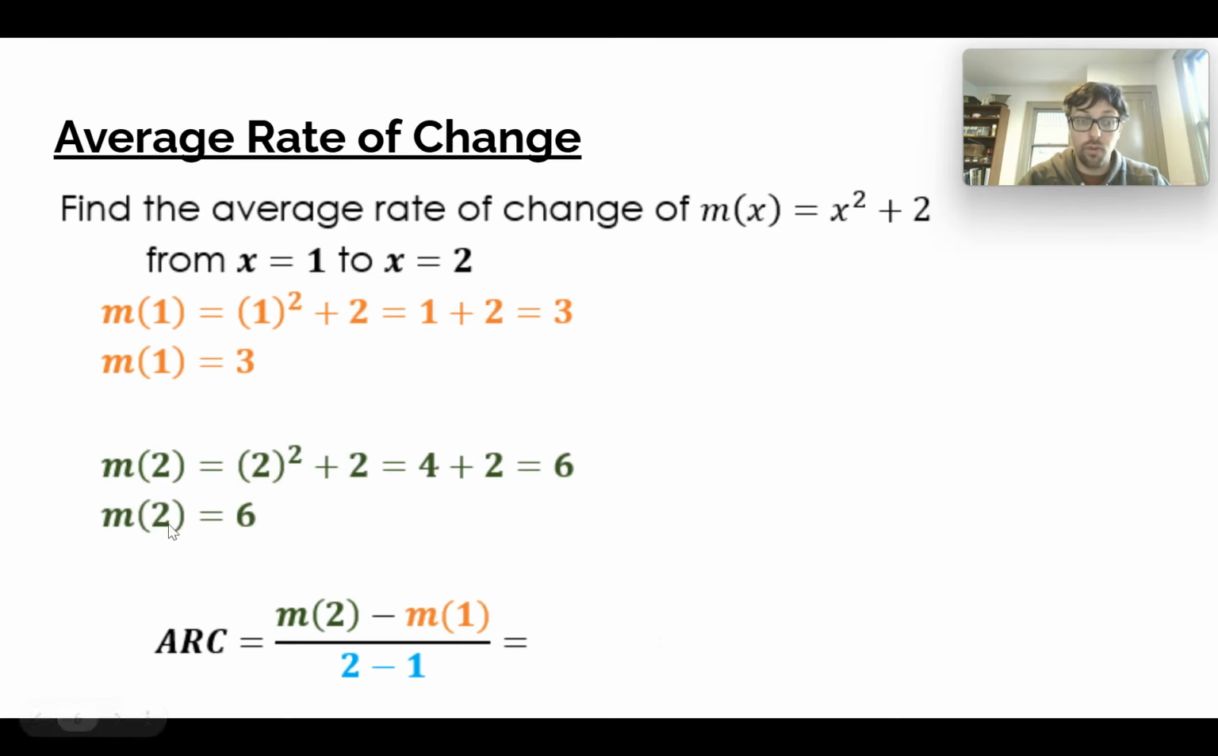Now that I know what m of 1 is and what m of 2 is, now I can plug it into my average rate of change formula. Could you do all of this stuff up top and plug it all in right away? Yeah, but it kind of makes a mess. It's easier to just do the individual bits and then plug them in to your average rate of change later. Because now all I got to do is say, okay, well, m of 2, that was 6. M of 1, that was 3. So I can plug those two in. 6 minus 3 is going to be 3. And so my average rate of change of this function from 1 to 2 is 3.